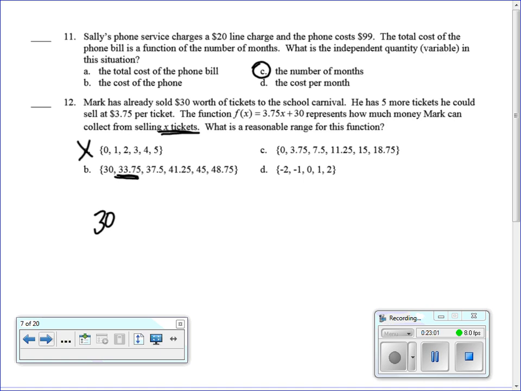We also need to look at a reasonable range. Is Mark going to be able to sell a negative quantity of tickets? He is not going to be able to sell a negative quantity of tickets, so we know that that is also not considered a part of our range. So then it comes down to B and C. And we know that he already has $30. So even if he doesn't sell anything, he will have 30. So B is our answer choice because he will have money, and C shows him not having any money.